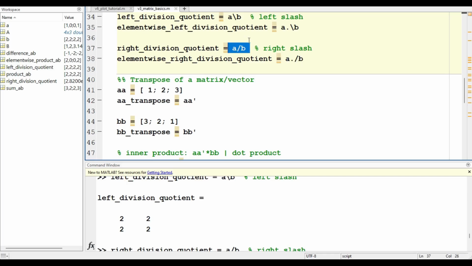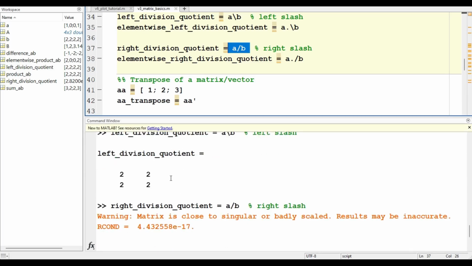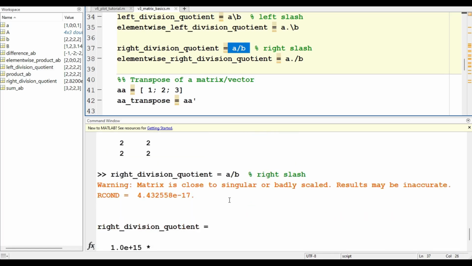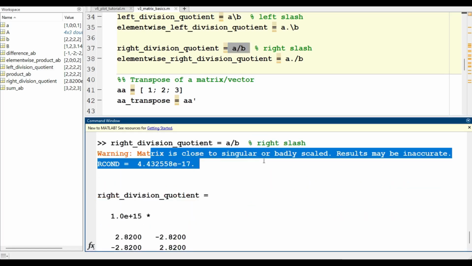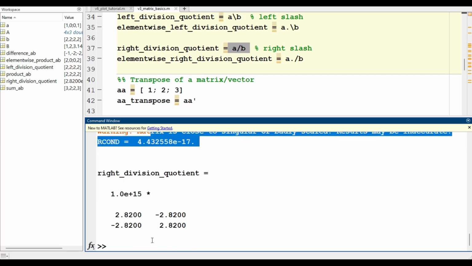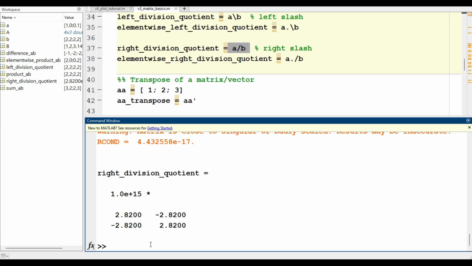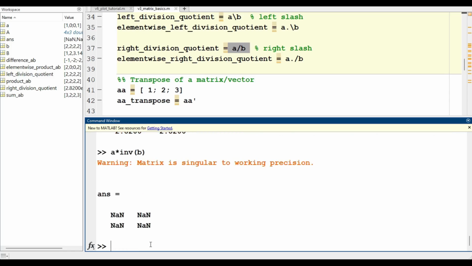Fine. So when we are doing the right division here, the result that we are getting is given with a warning, and the warning is saying that the matrix is close to singular or is badly scaled, and we are getting something like this. So A divided by B is giving us this result. We can write this as A multiplied by inverse of B. It must be giving not a number.